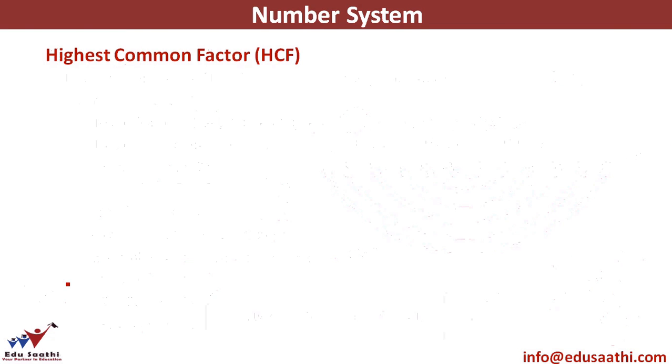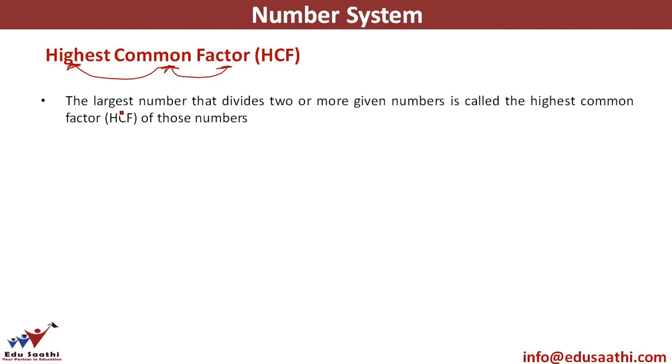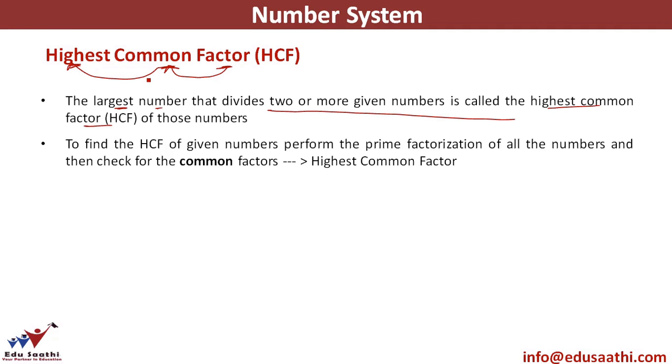Now the next concept that we need to understand is highest common factor. As the name suggests, you find the factors, look at the common factors and look at the highest among the common factors. So the largest number that divides two or more given numbers is known as the highest common factor. It's the highest common number that can divide both the numbers simultaneously. To find the HCF of the given numbers, perform the prime factorization of all the numbers and then check for common factors. Once you understand the common factors, look at the highest common factor.